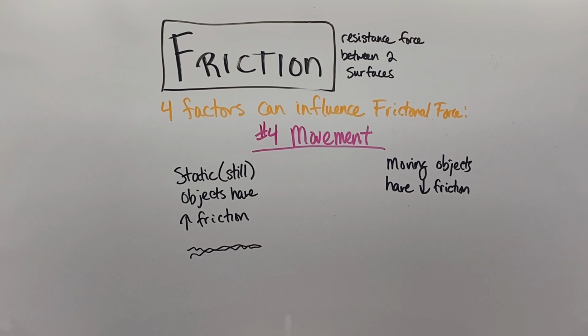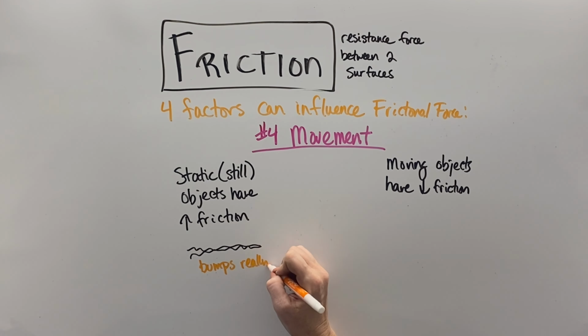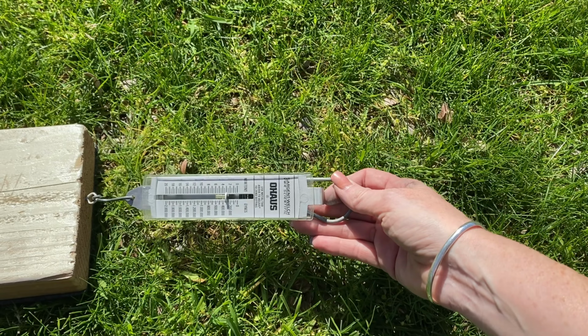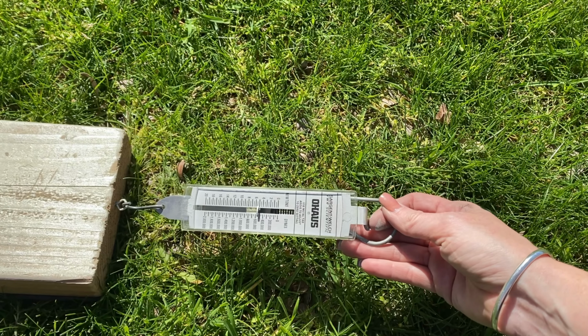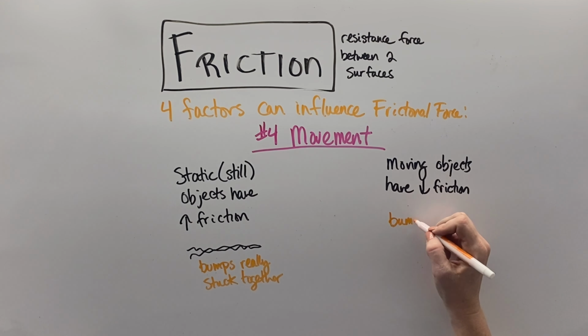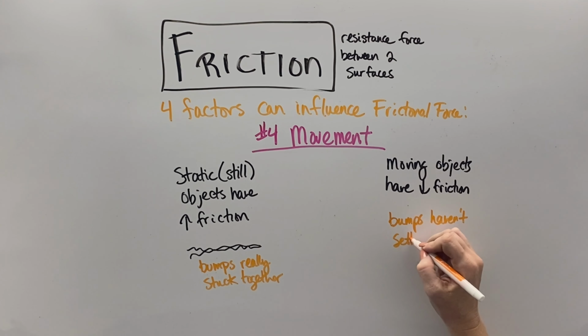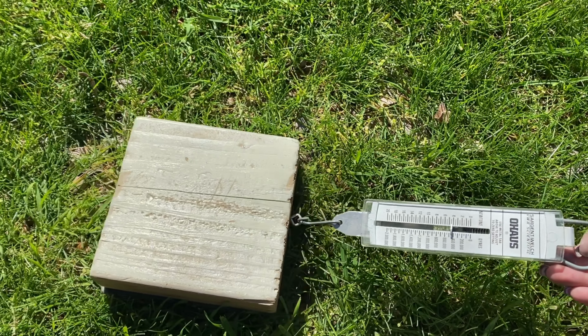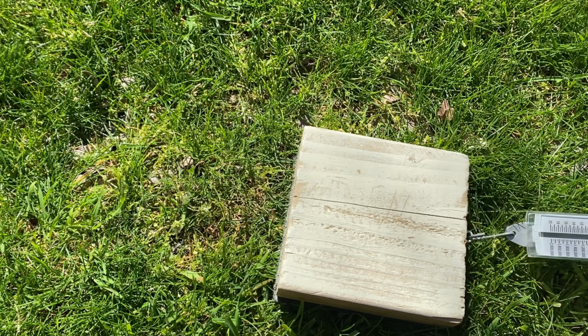Moving objects have less friction than static objects because with the still objects, the bumps are more settled in and stuck together. As you can see here, it takes a lot of force to get this block moving. Oh man, like 9 newtons. But when these objects are already moving, the bumps haven't settled in yet, so it's a lot easier to keep the thing going with less force, like 6 newtons once we get the block going.